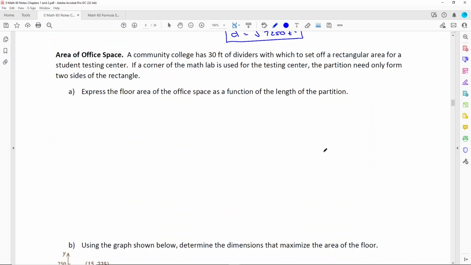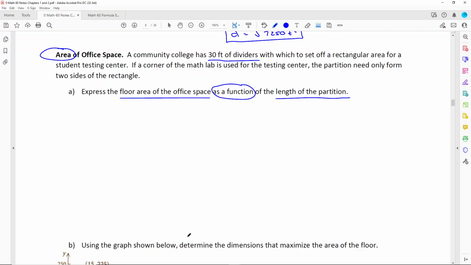All right, so let's look at another equation that we need to set up. This one is area. I'm trying to stick with equations you'd know. Pythagorean theorem, you should know. Area, you should know. So a community college has 30 feet of dividers with which to set off a rectangular area for a student testing center. If a corner of the math lab is used for the testing center, the partition need only form two sides of a rectangle. Express the floor area of the office space as a function of the length of the partition.